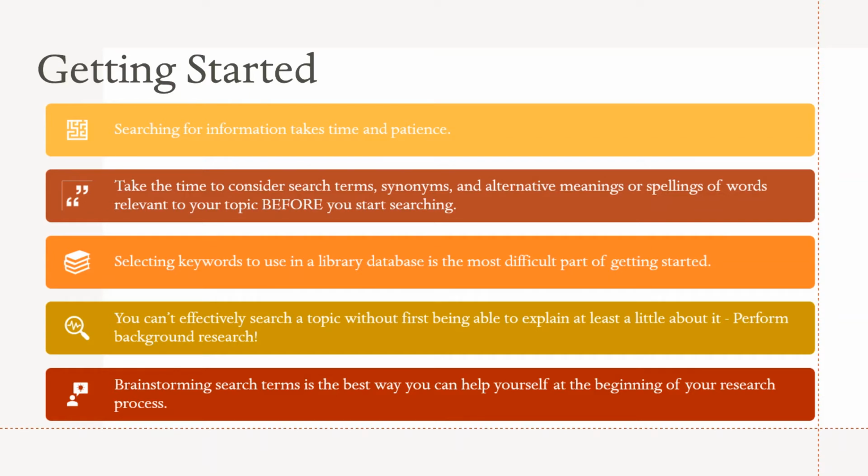You can't effectively search a topic without first being able to explain at least a little about it using the associated language used by those familiar with it. Performing preliminary background research, a process that will also help you brainstorm search terms, is the best way for you to help yourself in the beginning of your research process.